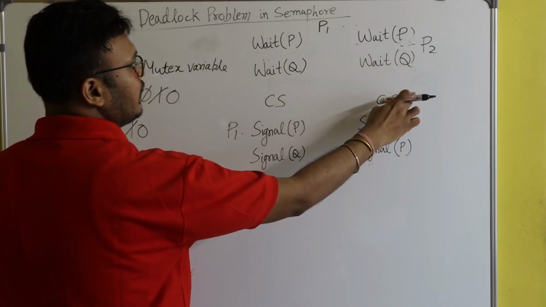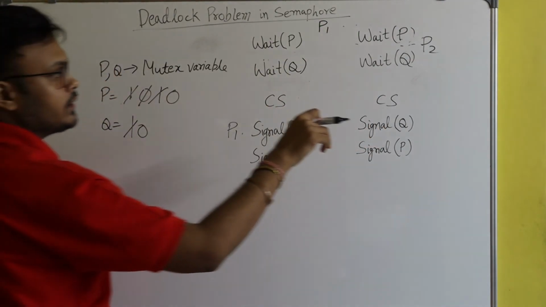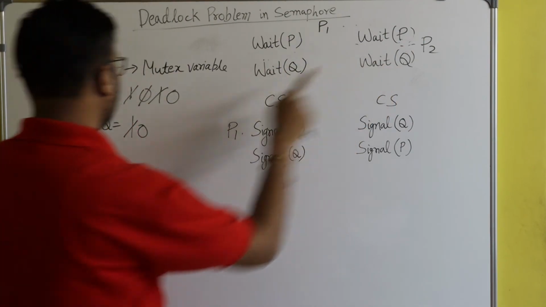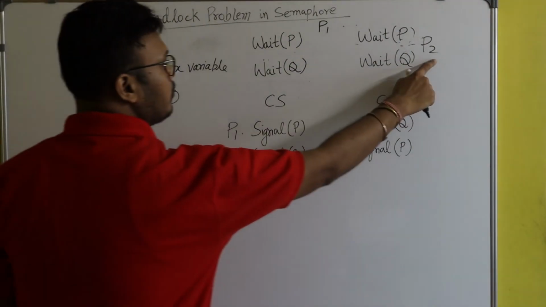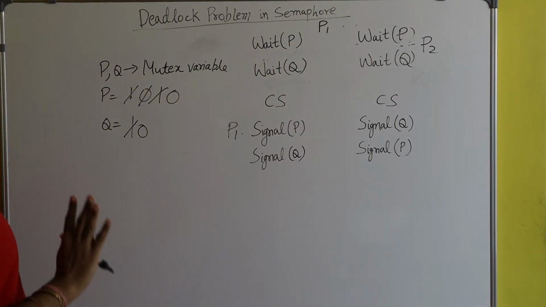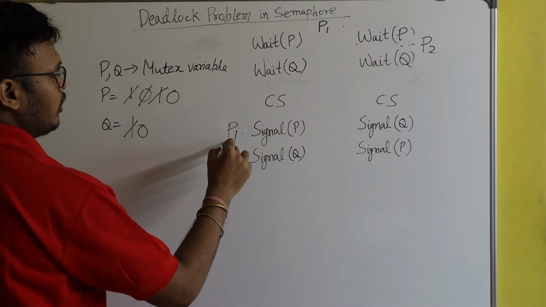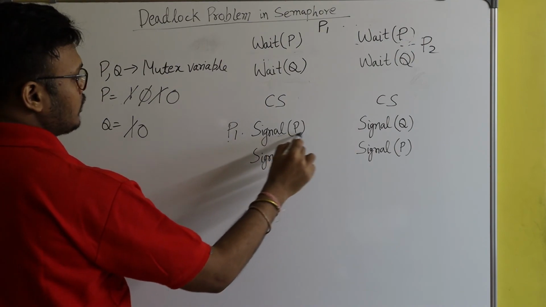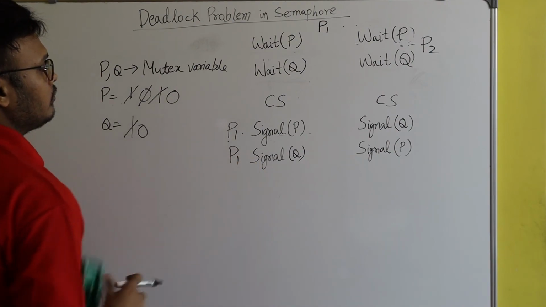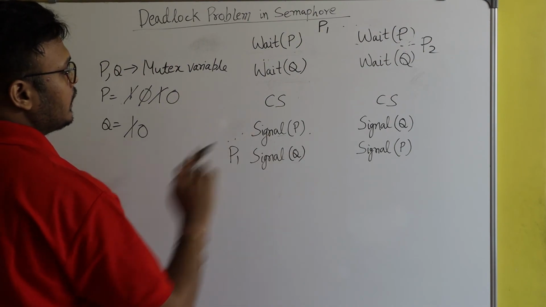But still P2 can't get entry inside the critical section. Why? Because in order to get entry inside the critical section, P2 has to execute this code, and since the value of Q is still 0, P2 will be blocked here again. Okay. But still there is no problem, because if context switching happens, and now CPU is given to process P1, process P1 has already executed this line, so now process P1 will execute this line.